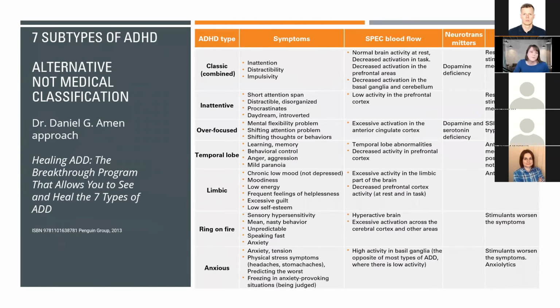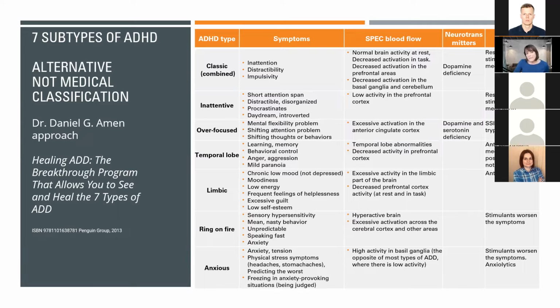Another very interesting approach that is not medical, and I should tell you this specifically, is suggested by Dr. Daniel Amen, and he mentioned that in his opinion, there are 7 subtypes of ADHD. He identified classic or combined type with symptoms of inattention and distractibility and impulsivity. This type of people can have normal brain activity at rest, but when they need to do some task, the brain activity decreases, especially in prefrontal areas. Also, they have problems in basal ganglia and in cerebellum. And this type of ADHD usually has dopamine deficiency and responds well to stimulant medication.